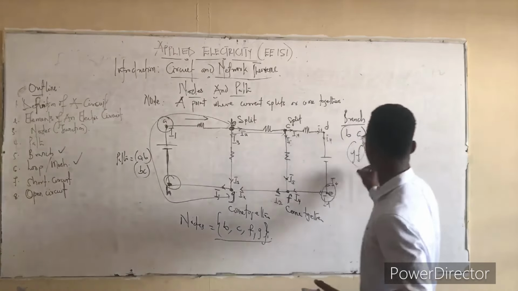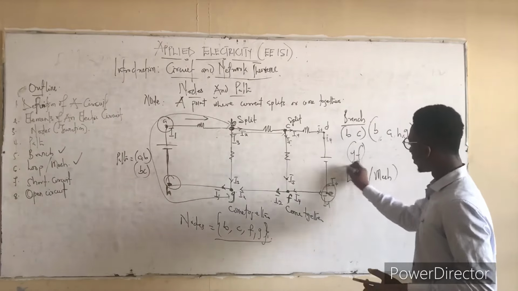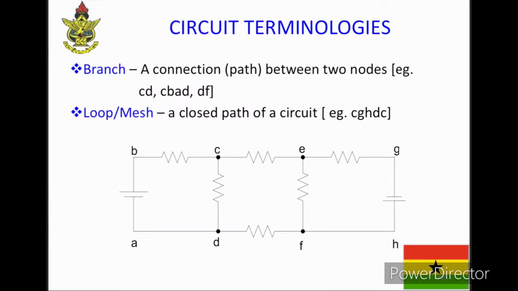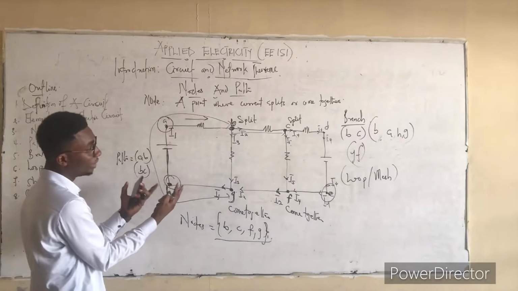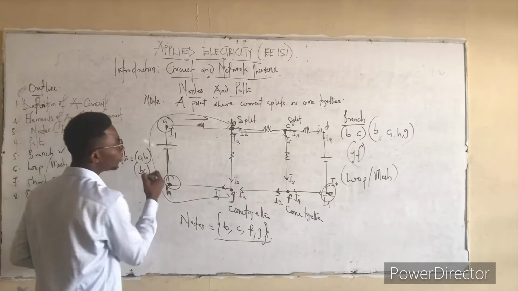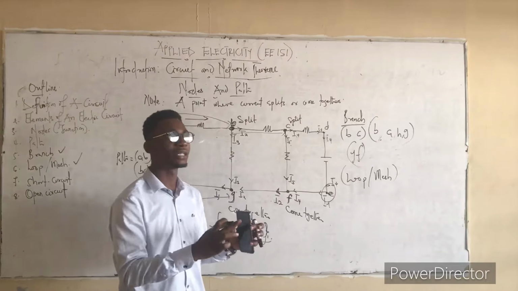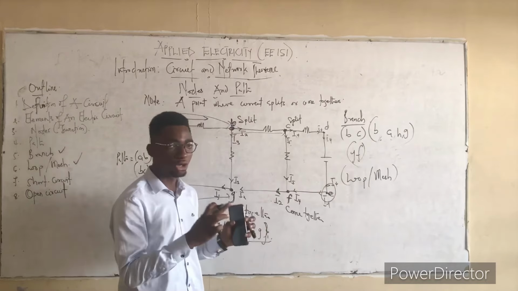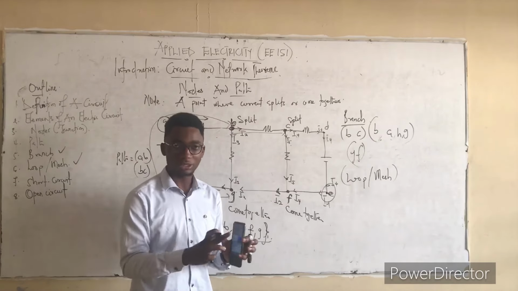And loop. The loop or the mesh. Now, the loop or the mesh is simple. Let me just explain it simply. The point where you start from in the electrical circuit to draw a loop, you should end at that same point when you are closing the loop.